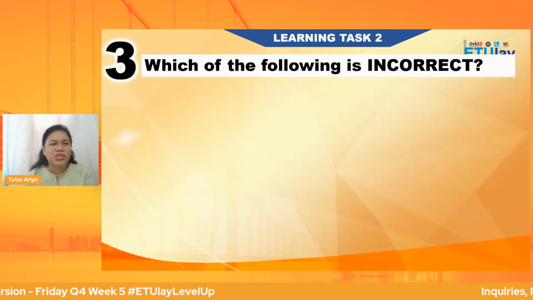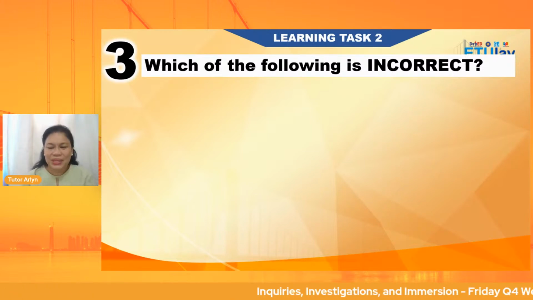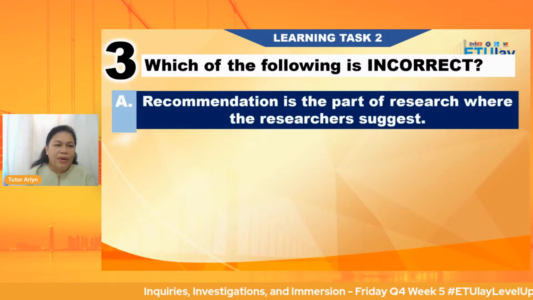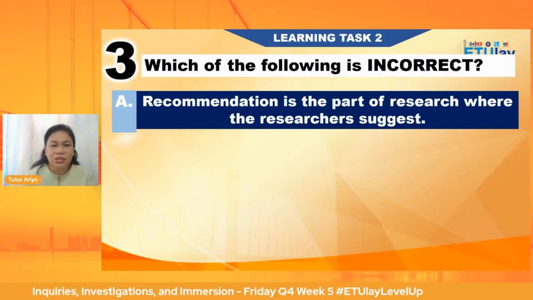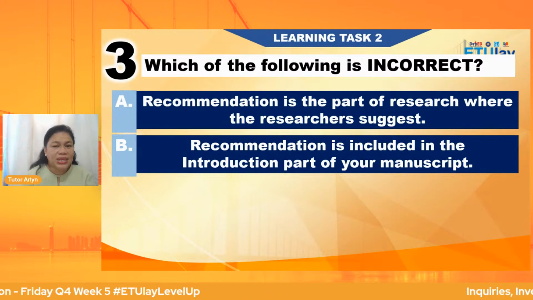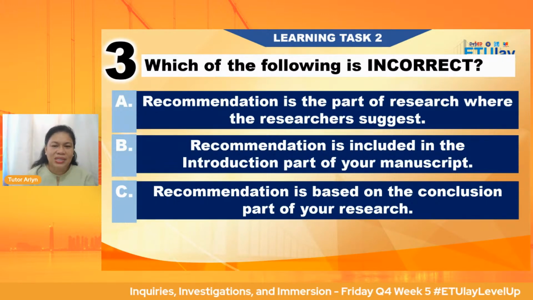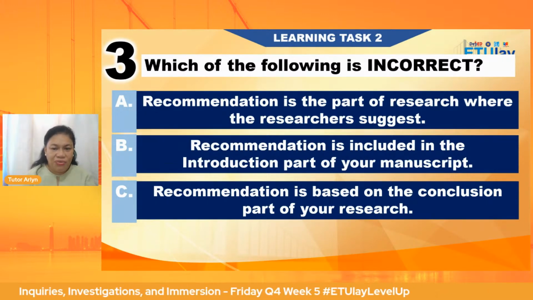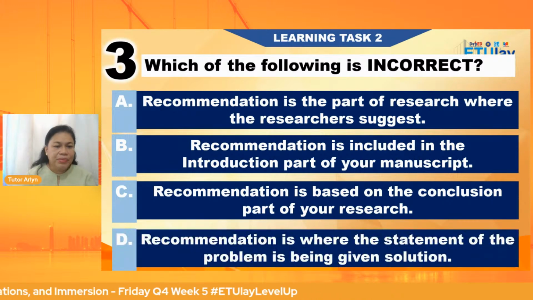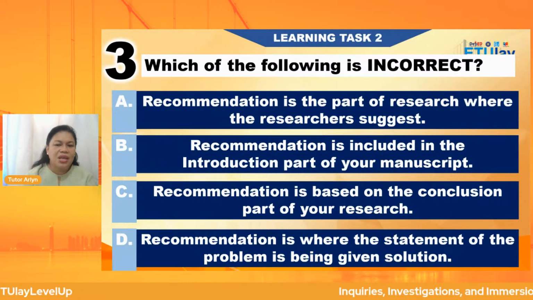Okay, there. Question number 3. Which of the following is incorrect? A. Recommendation is a part of research where the researchers suggest. B. Recommendation is included in the introduction part of your manuscript. C. Recommendation is based on the conclusion part of your research. Or D. Recommendation is where the statement of the problem is being given solution. So which of the following is incorrect?